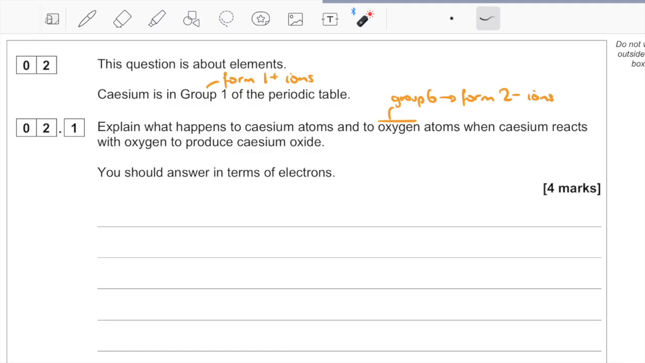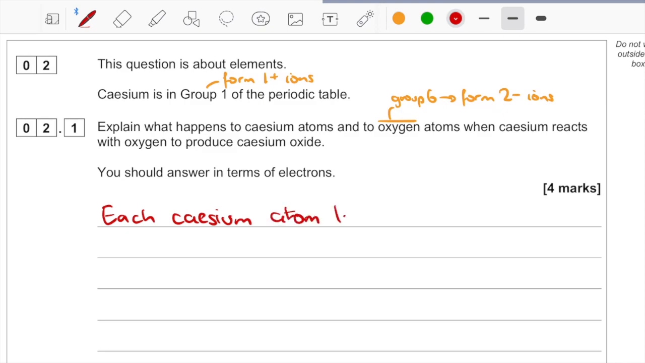So it's 4 marks. When cesium reacts with oxygen, each cesium atom loses 1 electron. Okay, it's in group 1, has 1 electron on the outer shell. The consequence of all bonding is a full outer shell. If it's in group 1, it's got 1 electron in its outer shell. It's going to lose that 1 electron to achieve a full outer shell. So it loses 1 electron. So you've got to be specific. Don't just say it loses electrons. Please be very specific about the number.